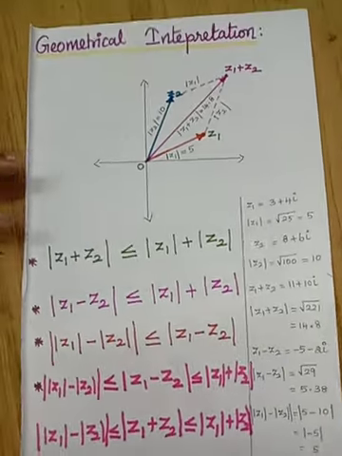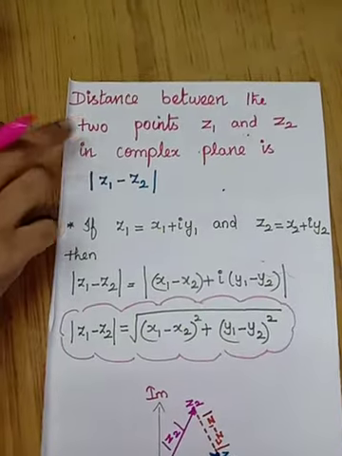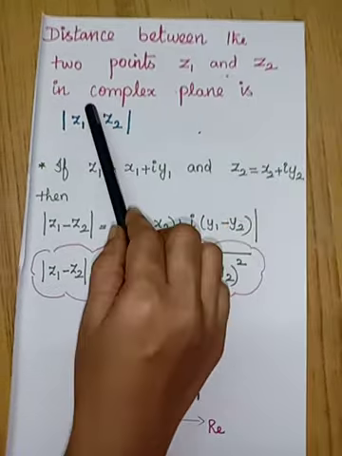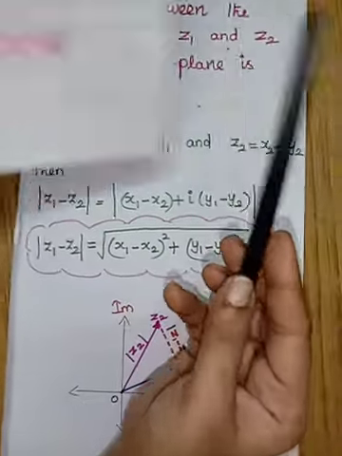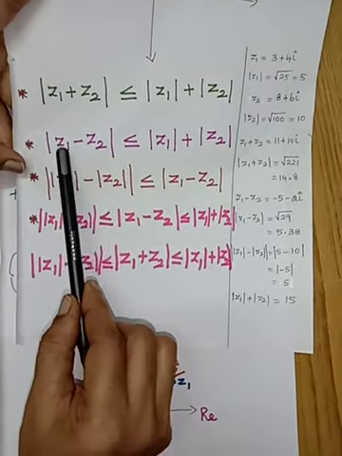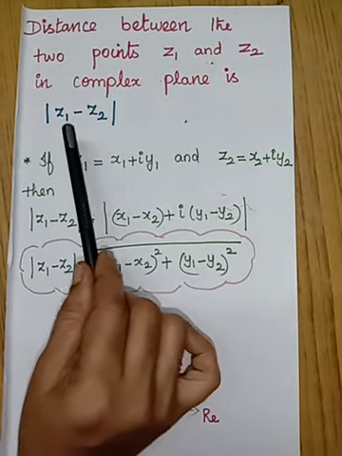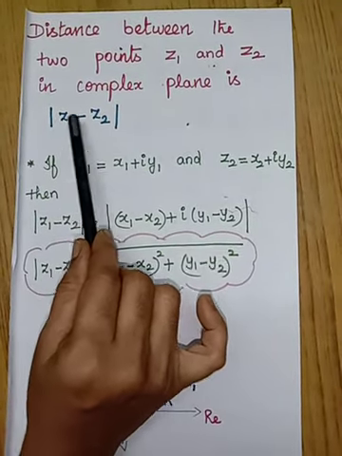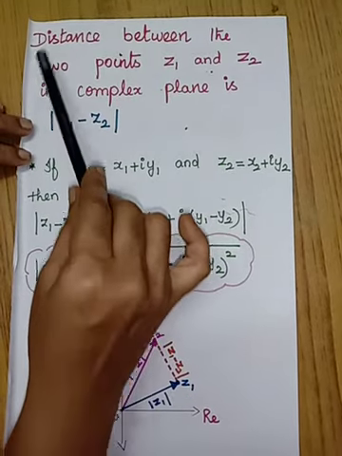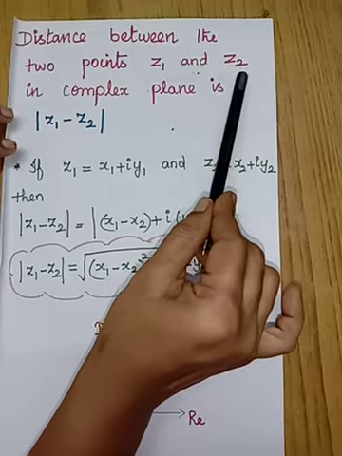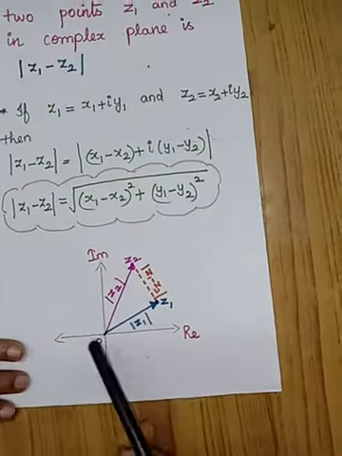Okay, so the next topic we are moving to is the distance between the 2 points z1 and z2 in the complex plane. So here I have used modulus of z1 minus z2. This one, what it is, that only we are going to learn. It is nothing but the distance between the two complex numbers z1 and z2. You look at the diagram.